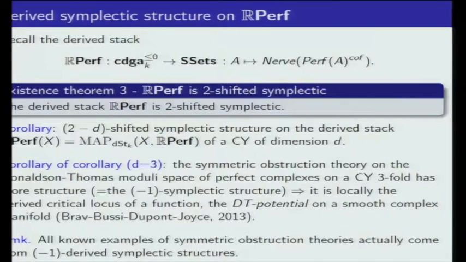And if you see what it means, it gives you what is called a symmetric obstruction theory by Behrend and Fantechi. And actually you can prove... the definition of Behrend-Fantechi symmetric obstruction theory is essentially the underlying form of this shifted form. The fact that it's closed tells you more, and in particular allows you to prove this long-standing conjecture that there exists a Donaldson-Thomas potential. This was proved by Brav, Bussi, Dupont, and Joyce in 2013.